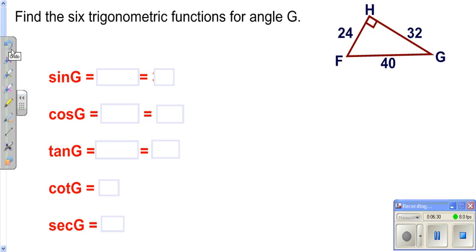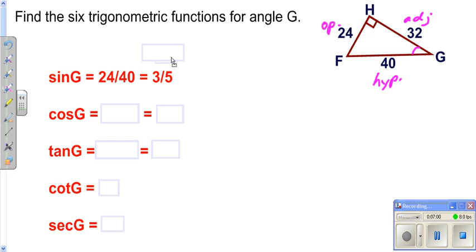Six trigonometric functions for angle G. Well, here's angle G. Let's first of all write down, if this is my angle, would 32 be opposite or adjacent? In this case, since it's next to the angle, it's adjacent. This would be your opposite. We know this is your hypotenuse because it's opposite your right angle, and it's always the longest side. So sine of G would be your opposite over your hypotenuse, and that does reduce down.